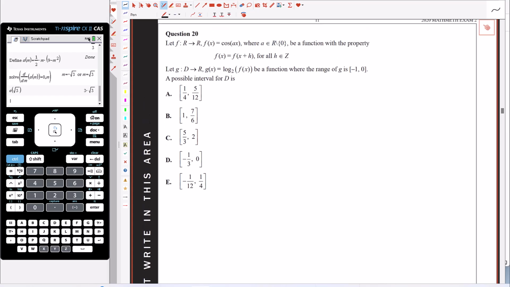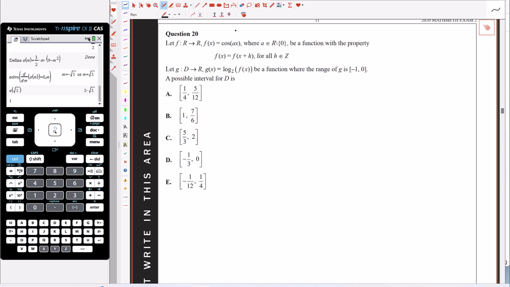All right, and then question 20. Let f of x equal cos(ax). Domain is R. A can be any real number except for 0. Obviously, the function wouldn't be defined if a was 0. So it can be negative. Sorry, I said positive real number. It could be any real number, so it could be negative.